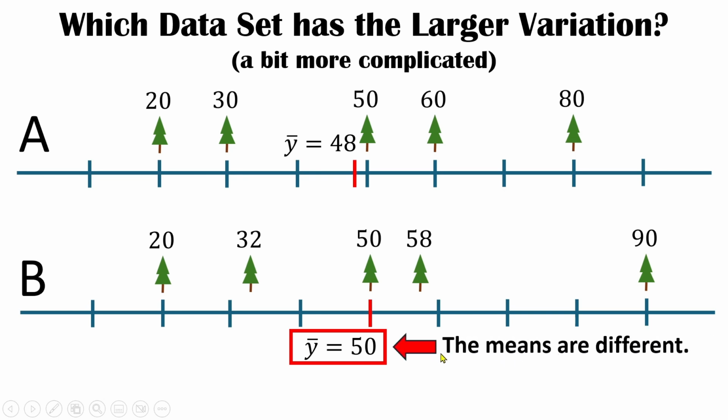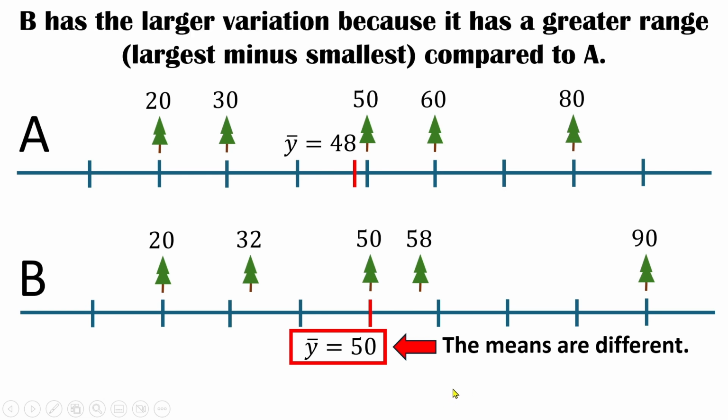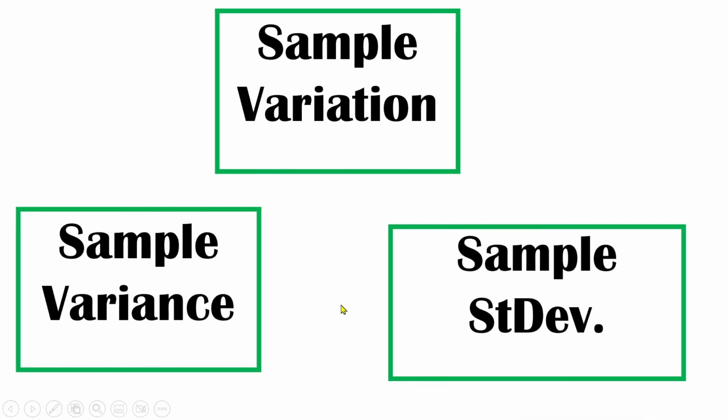Right. I meant to mention earlier, one of the salient features in this example is that the means are different, but that doesn't matter. We can look at the spread of the data to make our comparison. So data set B has a larger variation because it has a greater range, that is the largest value minus the smallest value, compared to data set A. Great. So that covers sample variation.